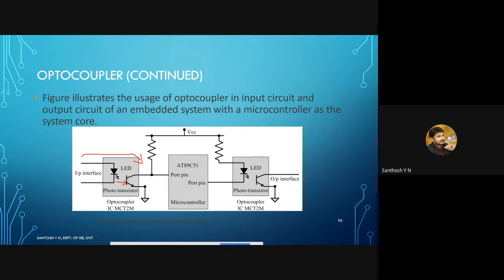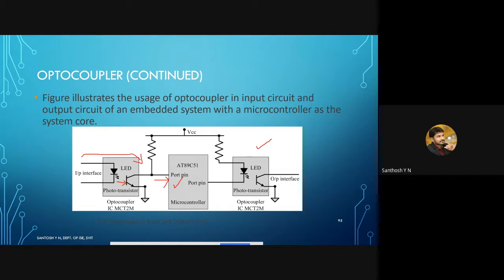So once the phototransistor detects the light, it will provide the necessary control signals to the microcontroller and the necessary operations will be performed, and we are not bothered about what actions or operations are used here. And of course we can also use the optocoupler at the other end, that is the output. We can also use the optocoupler at the output side as well.